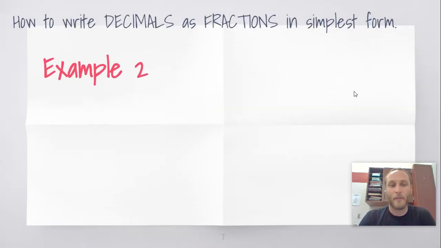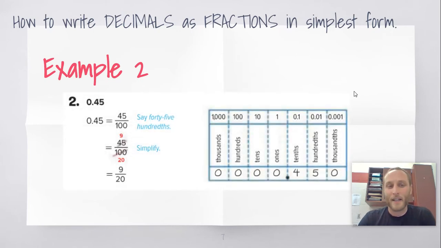Let's do another example. If I were to be given this decimal, well, now I see I'm 2 decimal spots over, so I'm in the hundredths spot. So I'm going to read this as 45 hundredths. Okay, so 45 over 100. A little hint to you: if you ever see a fraction that ends in a 5 or a 0, we know that 5 goes into that.